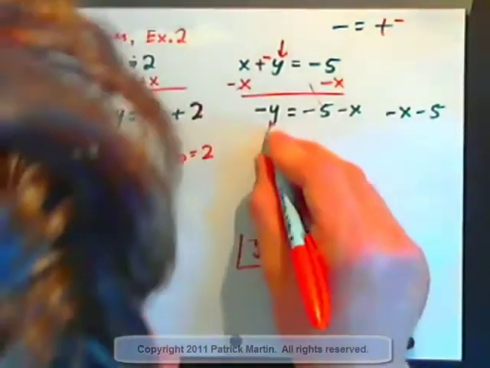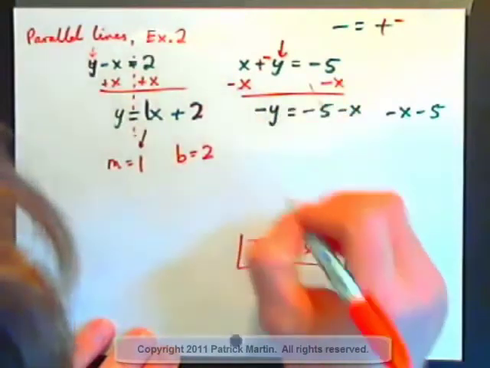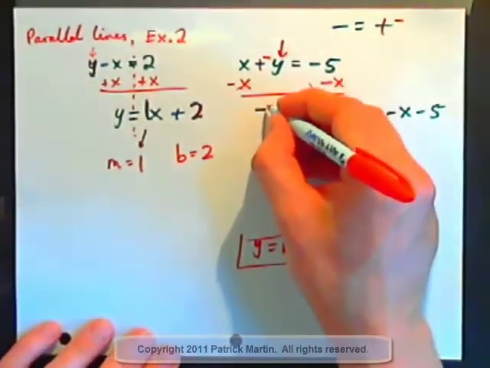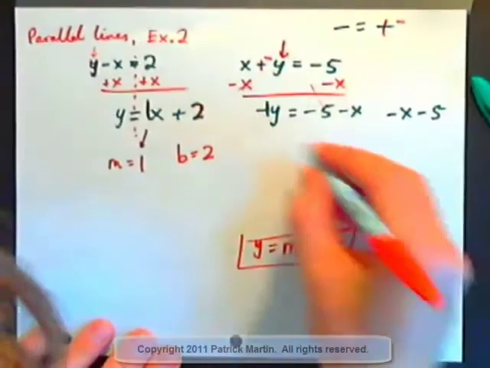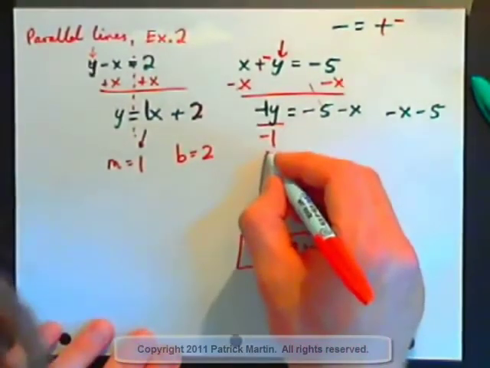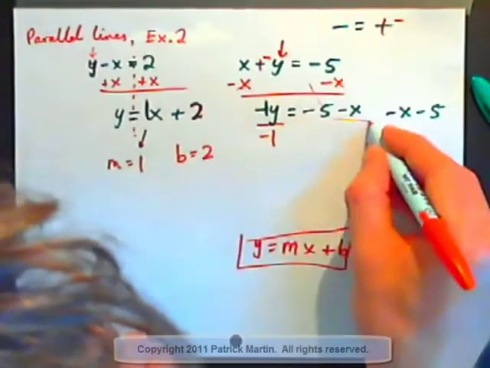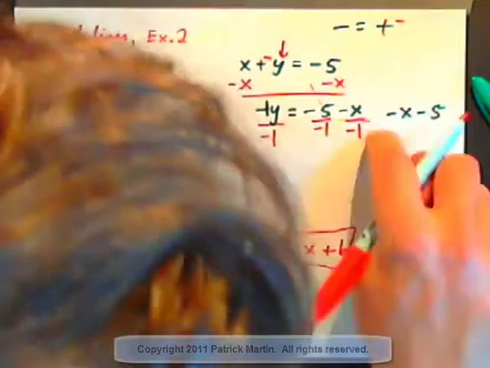So in any case, we have negative y equals negative 5 minus x. We have to get y by itself, positive y. So we have, in fact, negative 1 times y equals that. So we need to divide this side by negative 1. And if I divide this side by negative 1, I need to divide everything, all of this side by negative 1. In other words, each individual term.